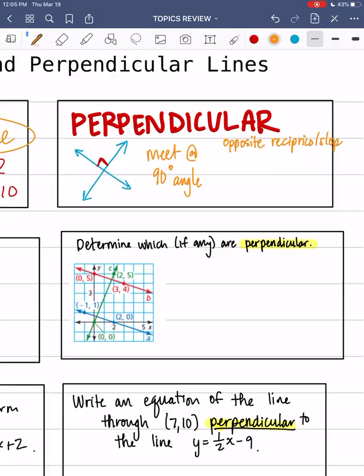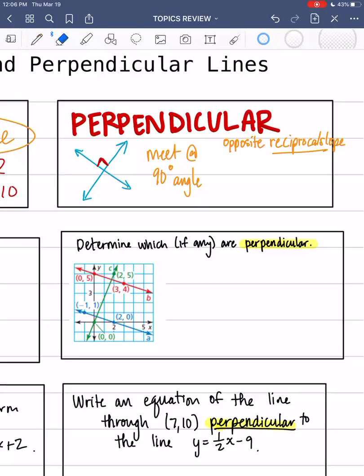slope. Is that how you spell reciprocal? I'm going to Google it really quick. Oh, I spelled it wrong. So this is how we spell reciprocal. Let's fix this. It is R-E-C-I-P-R-O-C-A-L. Reciprocal. Okay. Reciprocal slope.